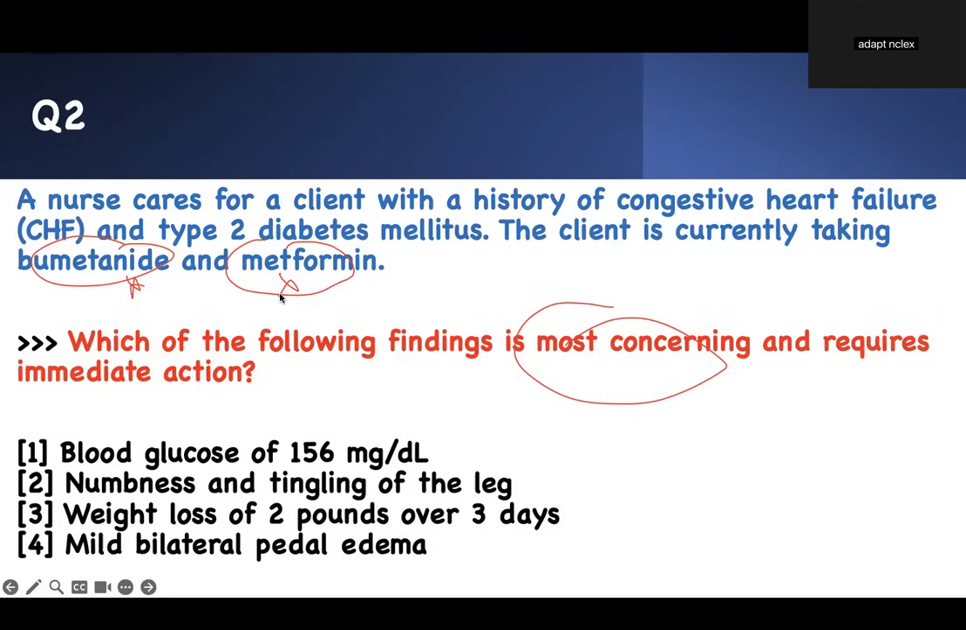Bilateral leg and pedal edema is mild. I'm not going to be worried about it. Therefore, numbness and tingling of the leg, it means what? Hypokalemia. Sometimes they will give you muscle cramps. The best way to know is neurological symptoms, muscle cramps, paresthesias, and other things are associated with what? Hypokalemia. Therefore, patient on bumetanide for CHF with numbness and tingling of the leg, I'm worried. This is hypokalemia symptoms, and that's the one I'm going to pick.